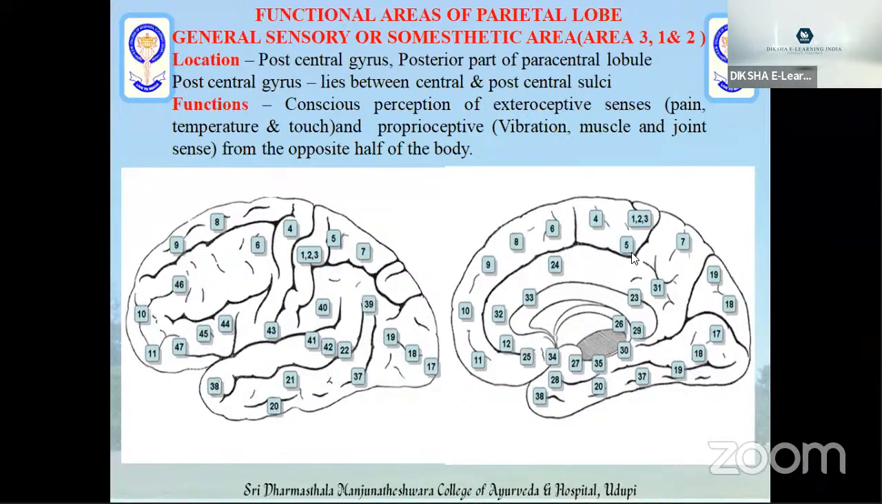Its function is conscious perception of exteroceptive senses, mainly pain, touch, temperature. That means the Tvak Jnanendriya, its perception: pain, touch, temperature are perceived here. And also proprioceptive sensations. Proprioceptive sensations represent the joint sense, whether it is in flexed or extended position, vibration, as well as the muscle sense, whether it is in a contracted or relaxed state. Those proprioceptive fibers end here, and are perceived from the opposite half of the body.